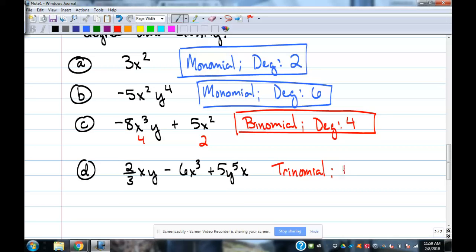with a degree. Okay, well, we got to look at each piece. What's the degree of the first term? 2. What's the degree of the second term? That one's easy. Last one, 6. So which one do we pick? The biggest one, yeah. Always pick the biggest one for degree.